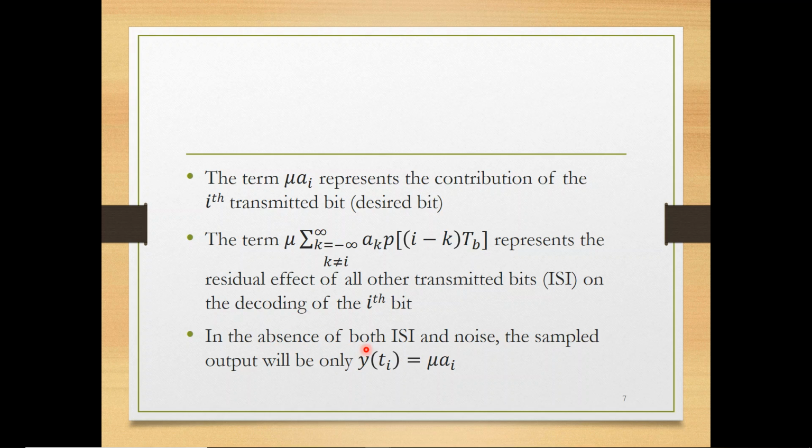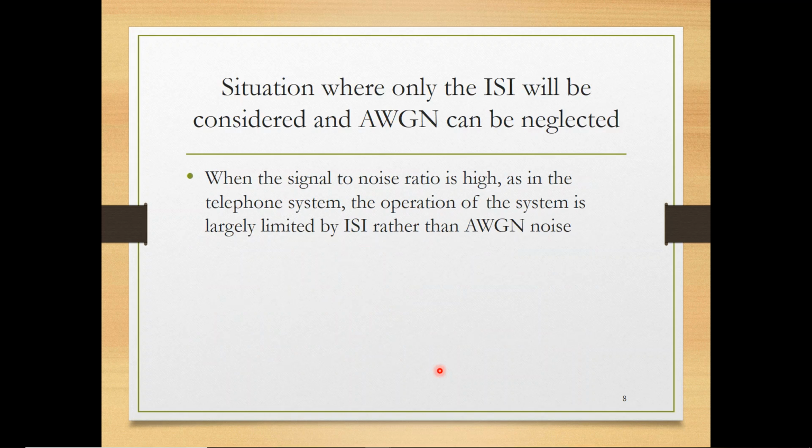In the absence of both ISI and noise, ISI, then it's inter-symbol interference. In the absence of both ISI and noise, the sampled output will be only y(t_i) equal to μ a_i, just the data you are interested in decoding. So no interference from all the other previous pulses.